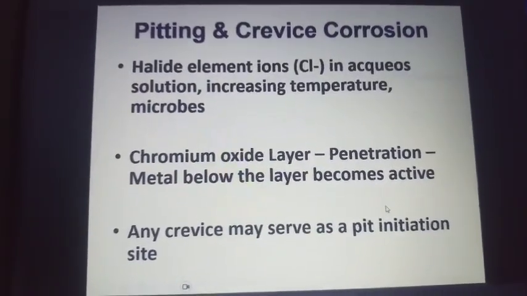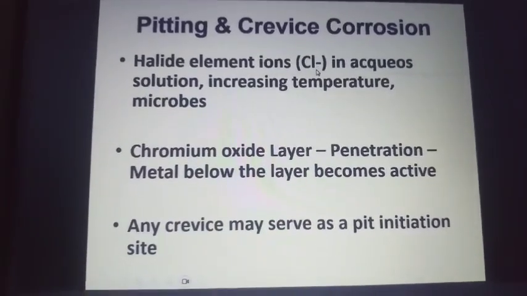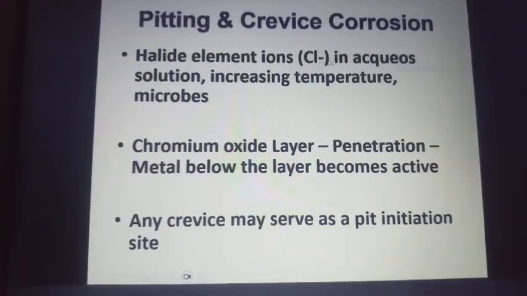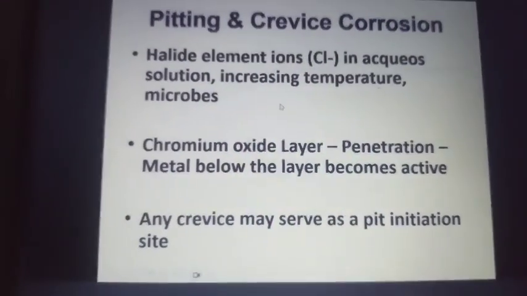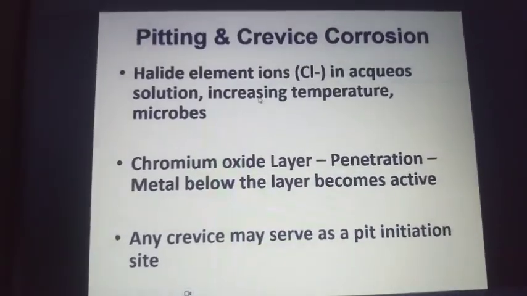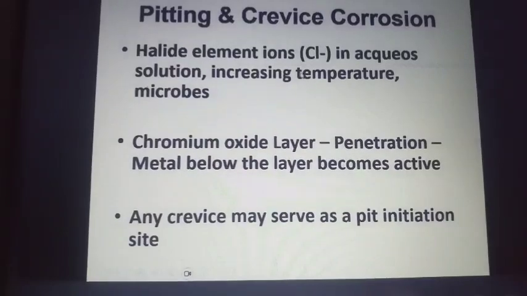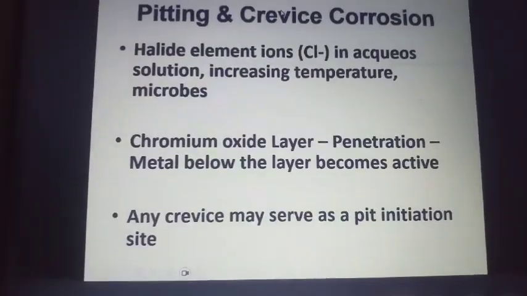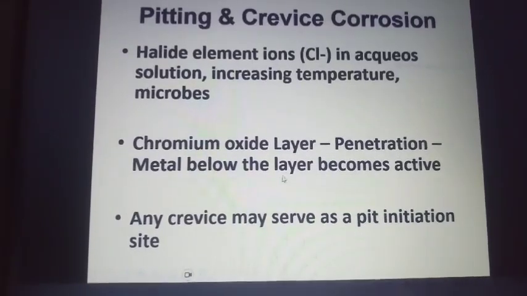Okay. Now pitting and crevice corrosion. Chloride environments, halide elements like chloride, bromide or iodide in aqueous solution, increasing temperature and microbes all cause pitting and crevice corrosion in your stainless steel. Any of these conditions, like increased chloride, increasing temperature, or the presence of microbes, cause it. Chromium oxide layer penetration: the metal below the layer becomes active.